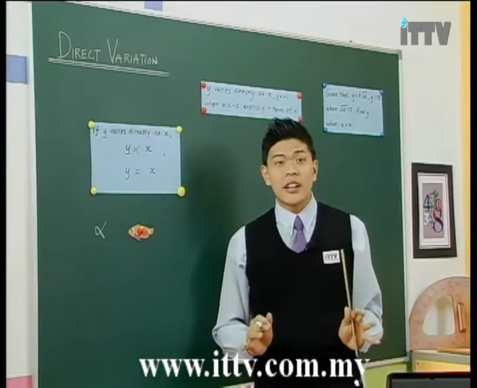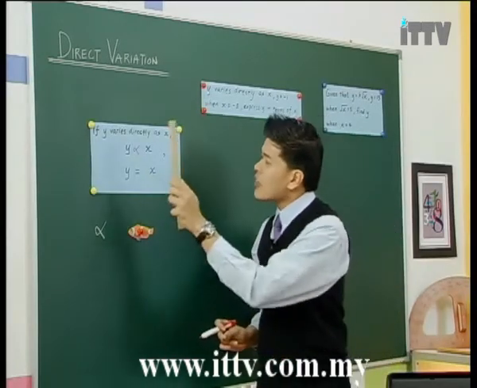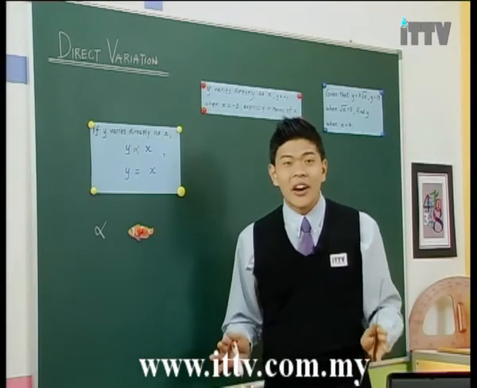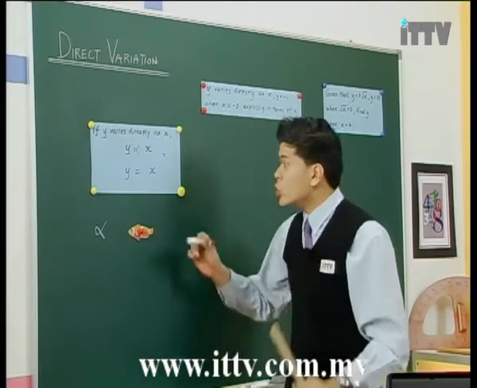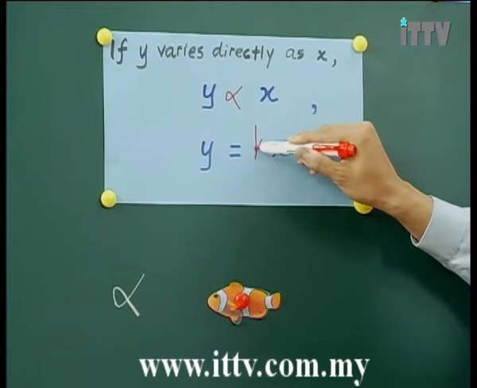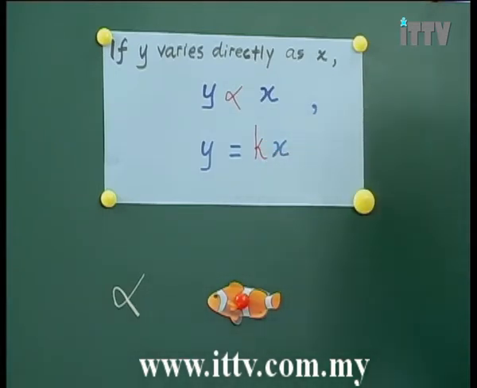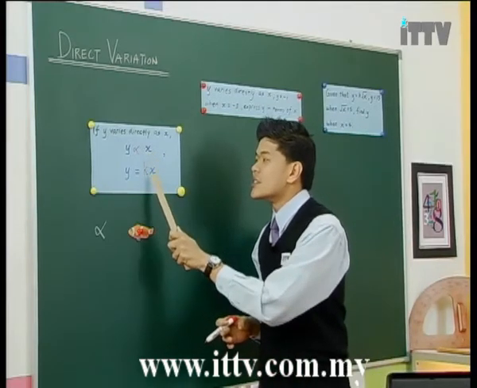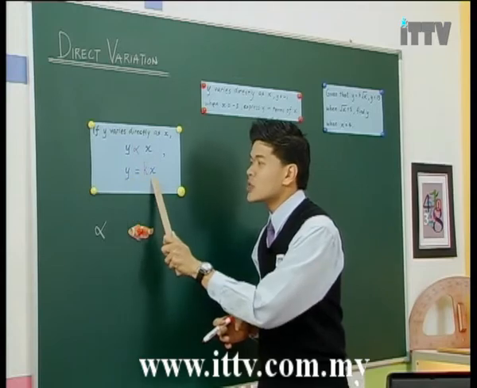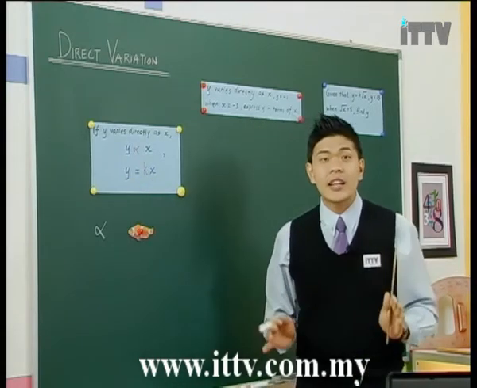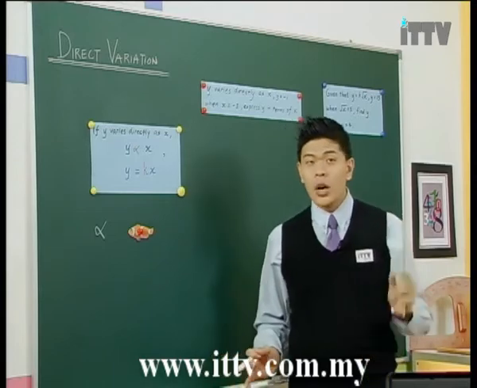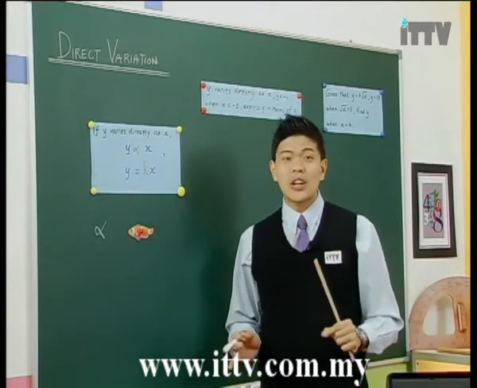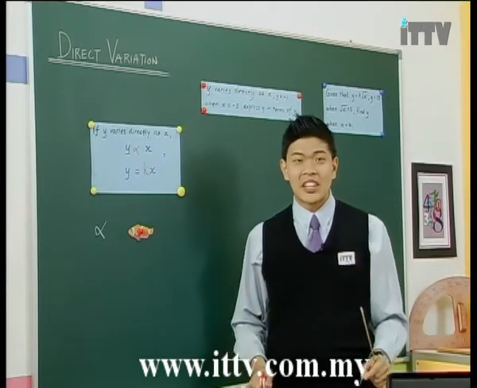You can also write it in equation form. If you take off the variation symbol and replace it with an equal sign, you must also include k. K is the constant of proportionality which we have learned just now. So this is the variation form, and this is the equation form for two variables y and x that vary directly as one another. Remember, in direct variation, if y increases, x will also increase. If y decreases, x will also decrease. So that means direct variation.